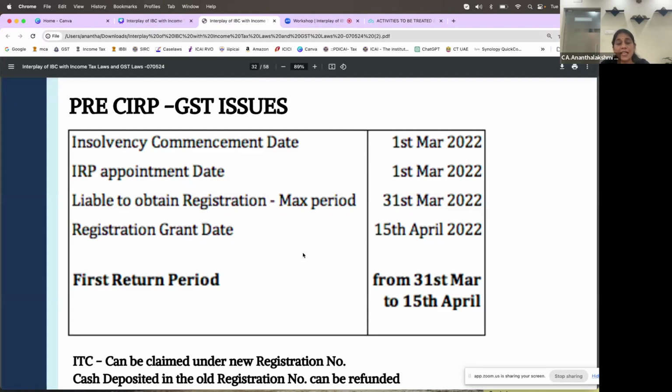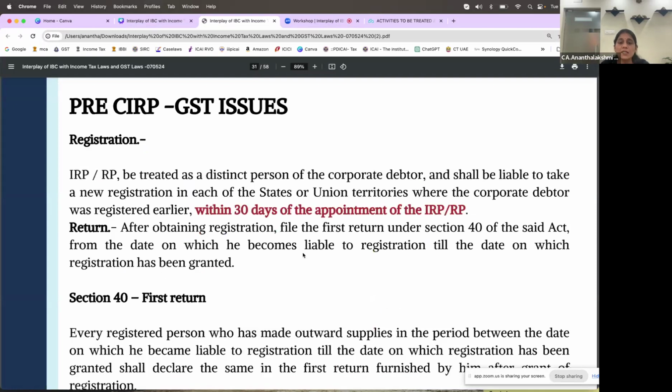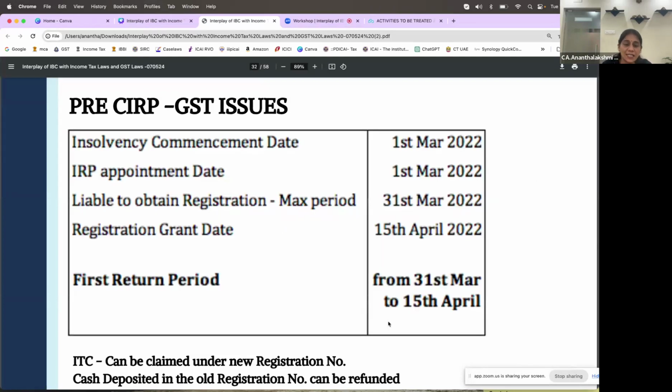Then we have to see the ITC. So the first return is the thing. Whoever becomes liable to register, till the date on which registration has been granted, shall declare the same in the first return furnished by him after the grant of registration. So he will be filing the registration. Okay, first return. Now, we'll move on to the next one.